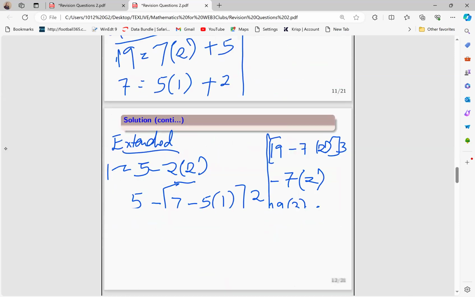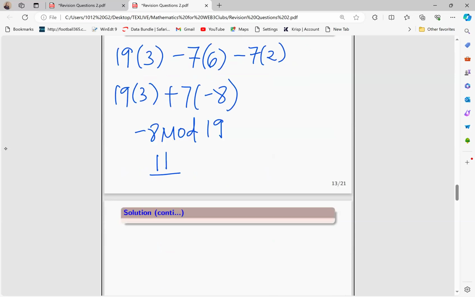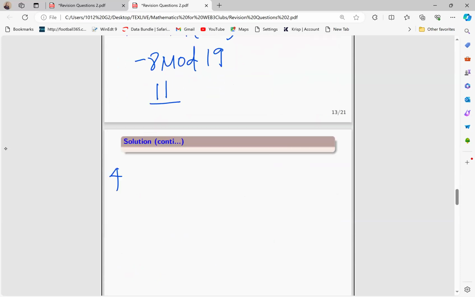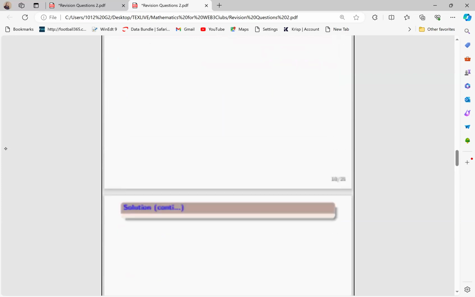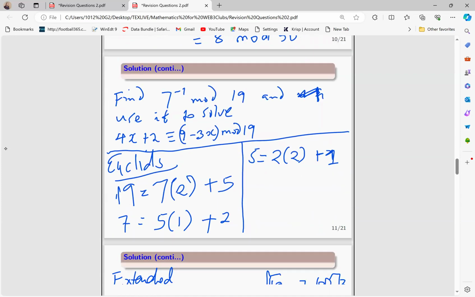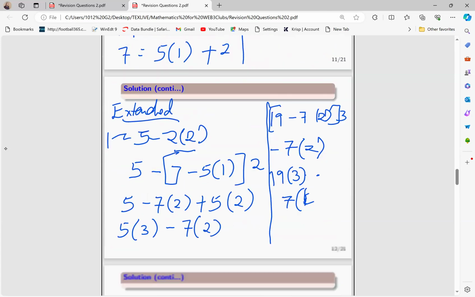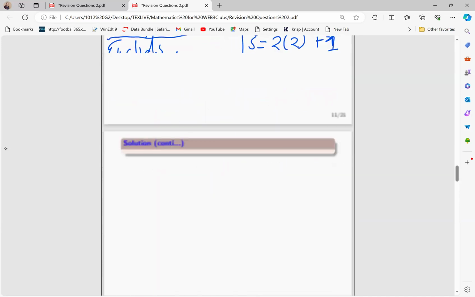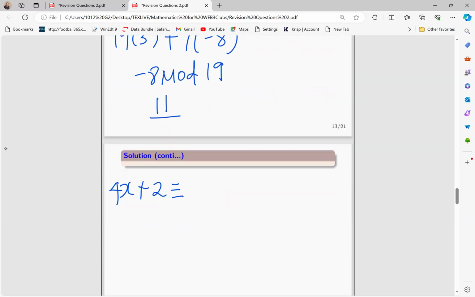So we're supposed to use this to solve for x: 4x minus 2 plus 2 is congruent to 9 minus 3x mod 19.